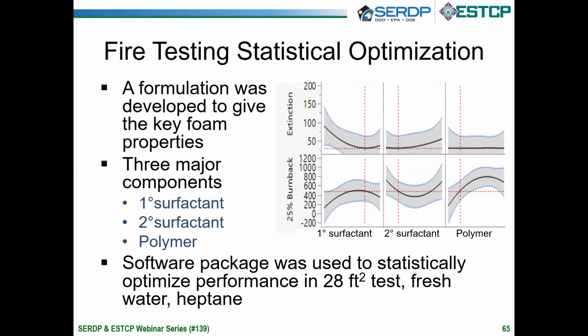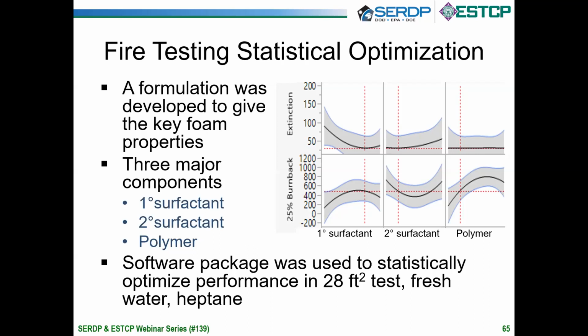So using the techniques that I described, we developed a series of foam concentrates and developed a candidate for optimization that contained 3 components: the primary surfactant package, our secondary surfactant, and a non-absorbing polymer. And we ran these through a software package with a number of fire tests to statistically optimize the performance in the 28 square foot pan with freshwater and heptane.